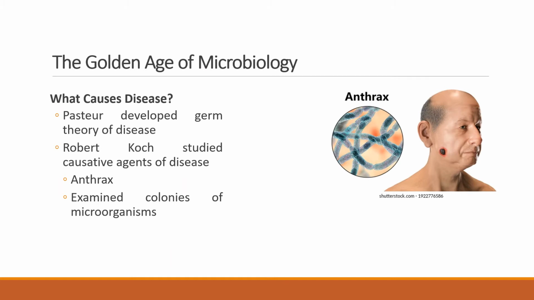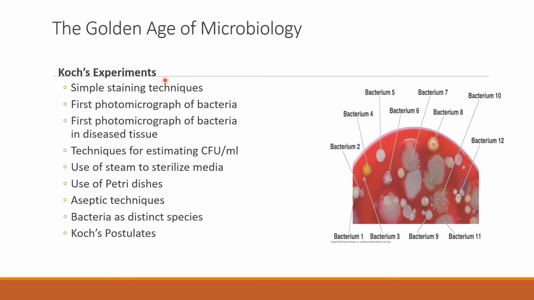Disease causing agents were also identified in the good olden days, when Pasteur developed the germ theory of diseases, and Robert Koch studied causative agents like anthrax. He even examined colonies of microorganisms and studied them very well. Koch's experiments were major contributors. He contributed a lot, like the simple staining techniques. The first photomicrograph of bacteria was by Koch. Then the photomicrograph of bacteria in diseased tissue was also by Koch.